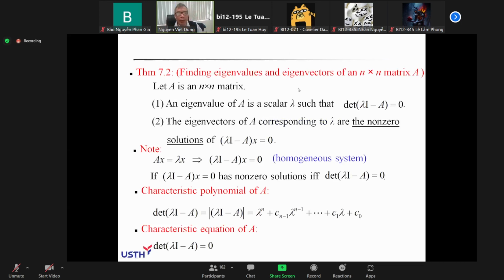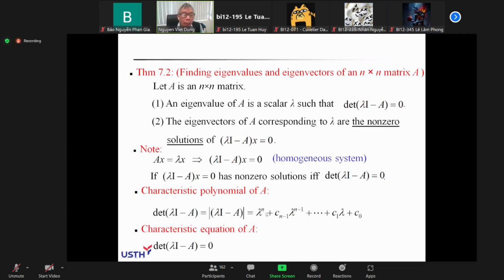And here I summarize for you how we can find the eigenvalue and eigenvector of a square matrix A. Suppose that we are given A, then an eigenvalue of A must be a number lambda satisfying that equation. That equation has the name characteristic equation of A. And the eigenvectors of A corresponding to eigenvalue lambda must be the non-zero solutions of the homogeneous system of linear equations (lambda I minus A) x equals 0.